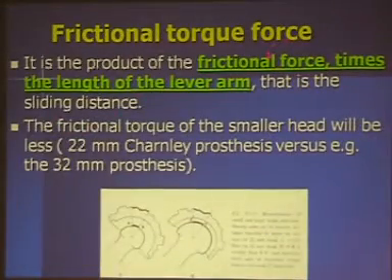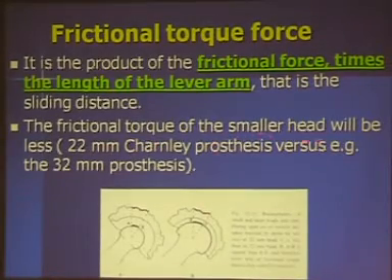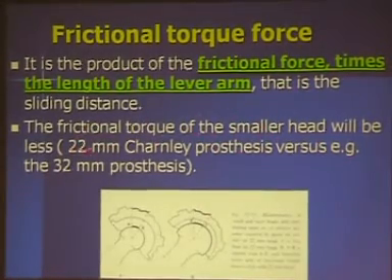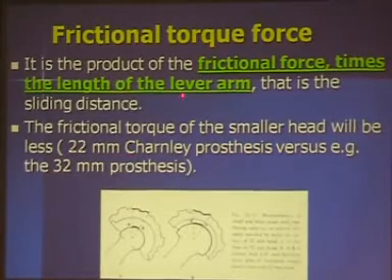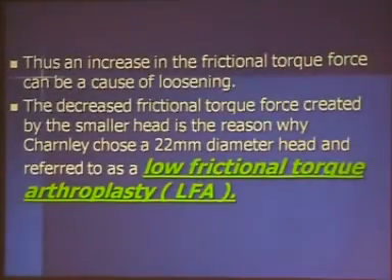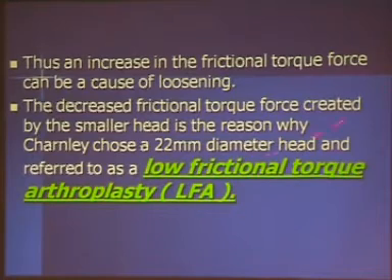Right, the other term is frictional torque force. What's frictional torque force? It's the product of frictional force times the length of the lever arm, and again, this could be considered in terms of the sliding distance. Smaller heads have less frictional torque force, obviously, because the length of the lever arm, or the sliding distance, is small. As we discussed before, that was the essence of low frictional torque arthroplasty popularized by Sir John Charnley in the 1960s. This used to be a very successful prosthesis.